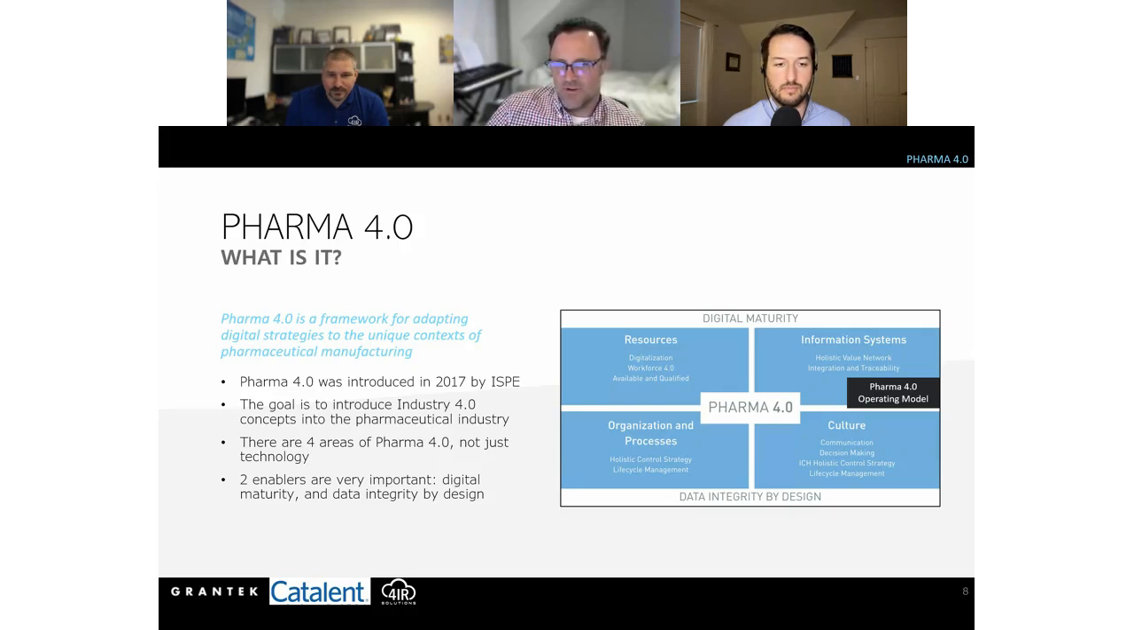It's divided into 4 discrete areas around resources, organization, processes, culture, and information systems. And you'll notice that only the latter is directly technology focused. The other 3 areas are focused on the manufacturing organization itself, its people, its processes, and its culture. And in addition to the 4 areas, at the top and bottom of the model there are 2 enablers: digital maturity and data integrity by design. And these are key to establishing a sound digital strategy that will work for a pharma company's unique regulatory environment.